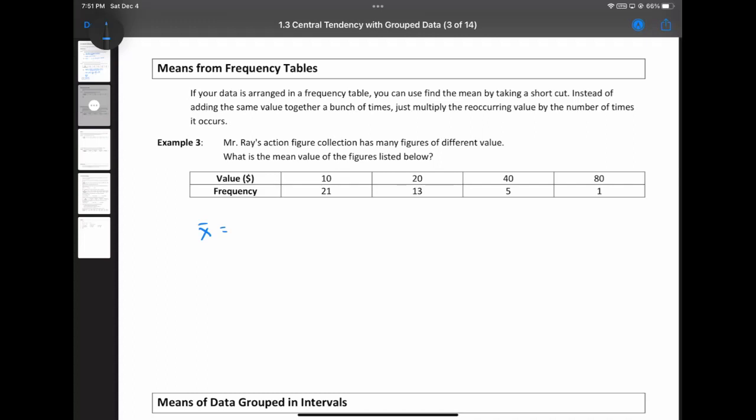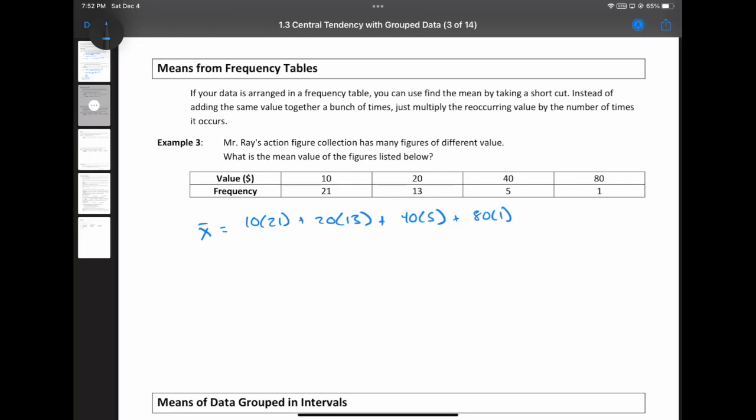So I can say I have 21 figures at $10 each. I have 13 $20 figures. I have 5 $40 figures. And by the way, the order of the multiplications doesn't matter. It doesn't matter whether I put the frequency or the value first. And I have 1 figure at $80.